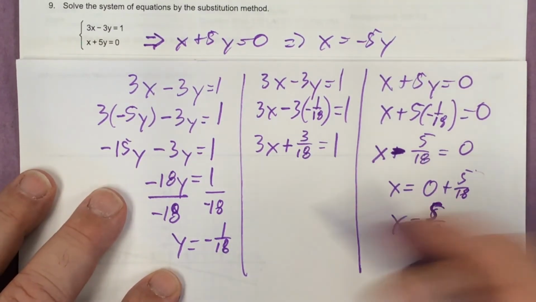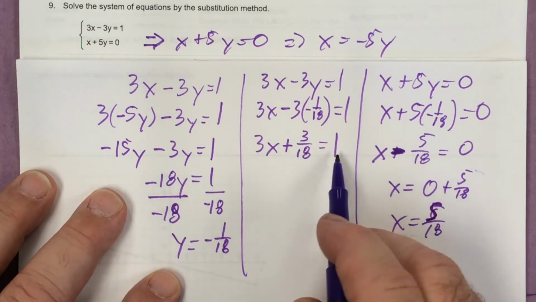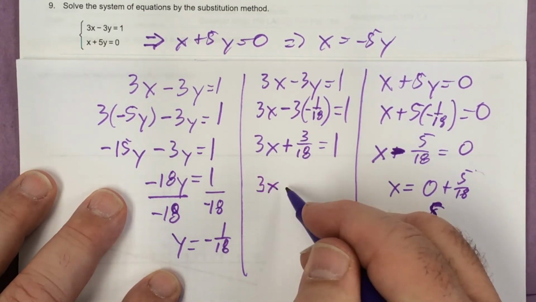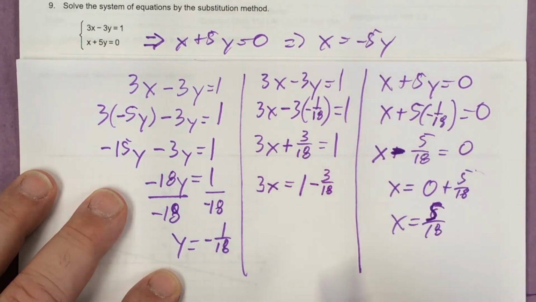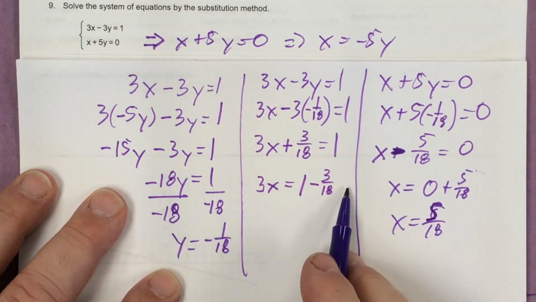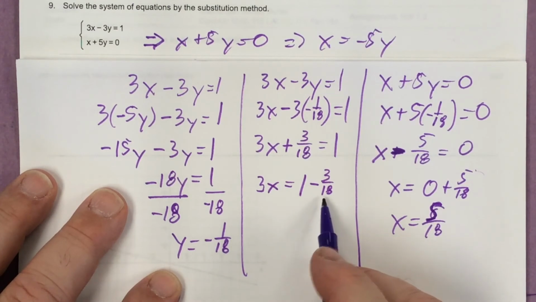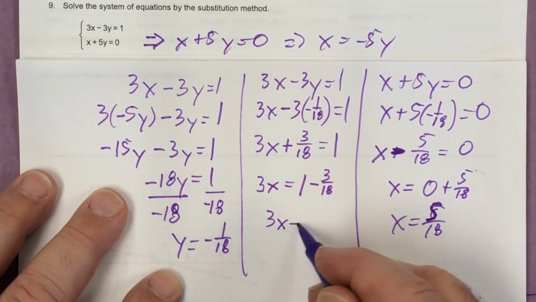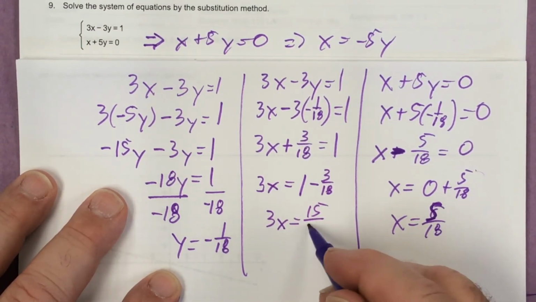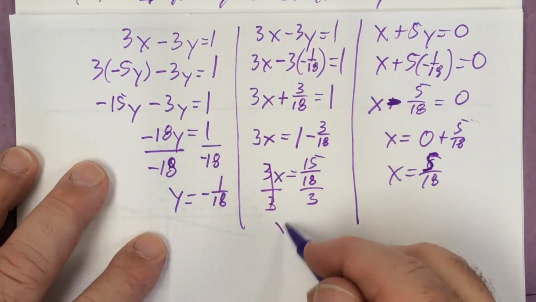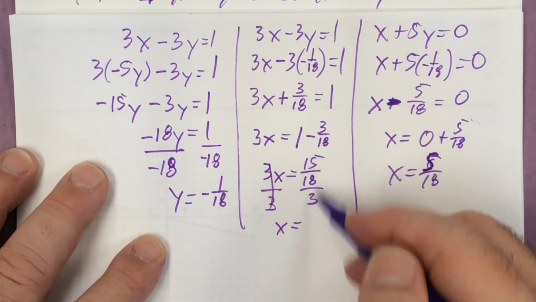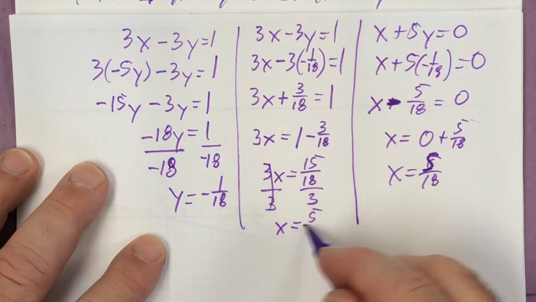What I'm going to do in this case here, I'm going to go ahead and move this 3 over 18 here. So we have 3x is going to equal 1 minus 3 over 18. If you clean this up here and do this on your calculator, make sure to convert, if you get a decimal, convert it to a fraction. We're going to get 3x is equal to 15 over 18. Now, if you do this on a calculator and you take both sides and divide it by 3, here you're going to get x. 15 divided by 18 times 3 will give you 5 over 18.